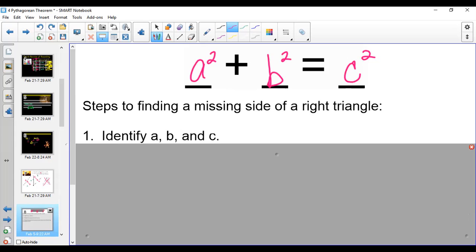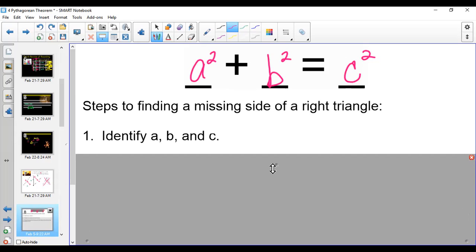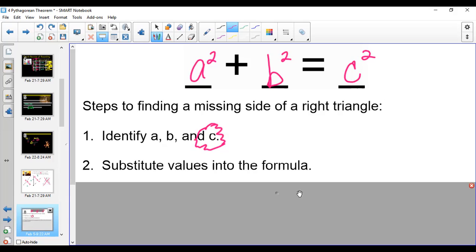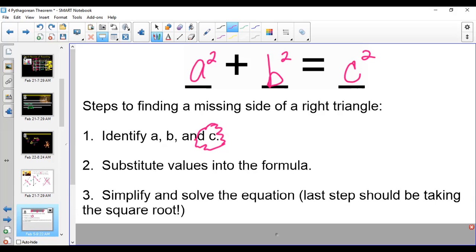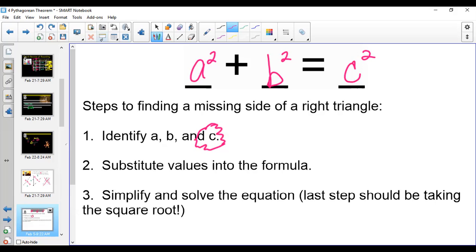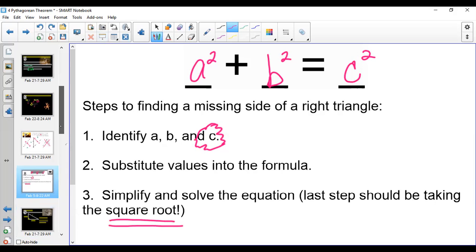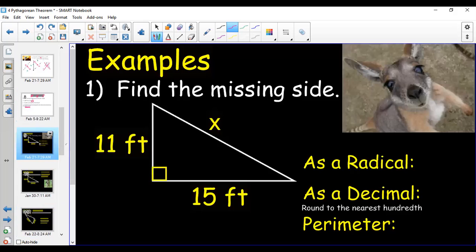All right, steps. Step one, we are going to identify the sides of the triangle. Remember, the most important part is knowing which one is C. A and B can be mixed around, but C cannot. Then we're going to plug them into the formula, a squared plus b squared equals c squared. And we're going to simplify and solve that equation. Notice the last step should always be to take the square root. All right, so let's see what this looks like.